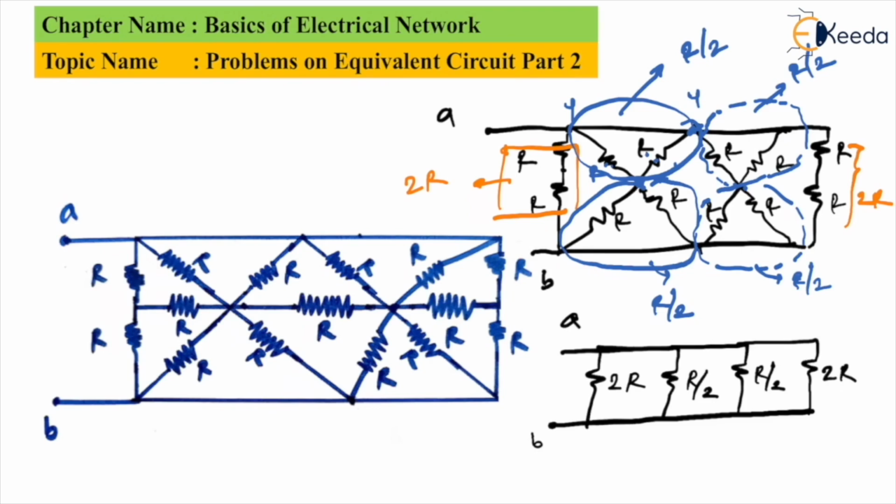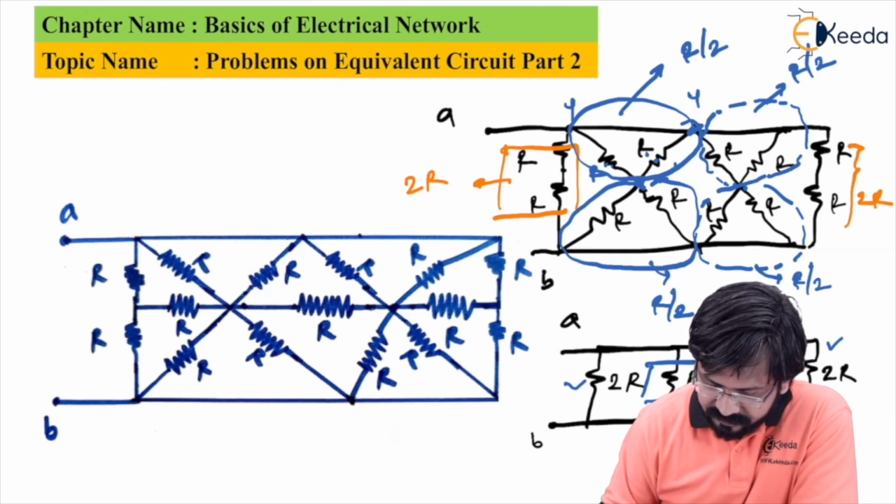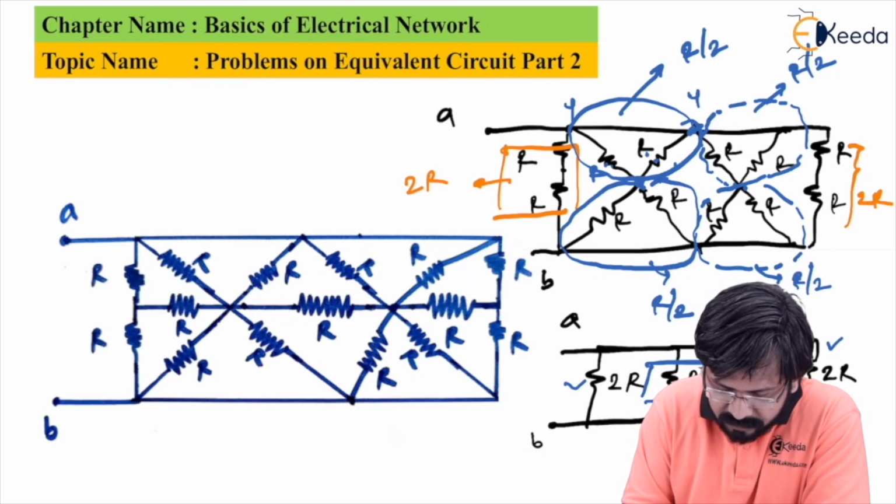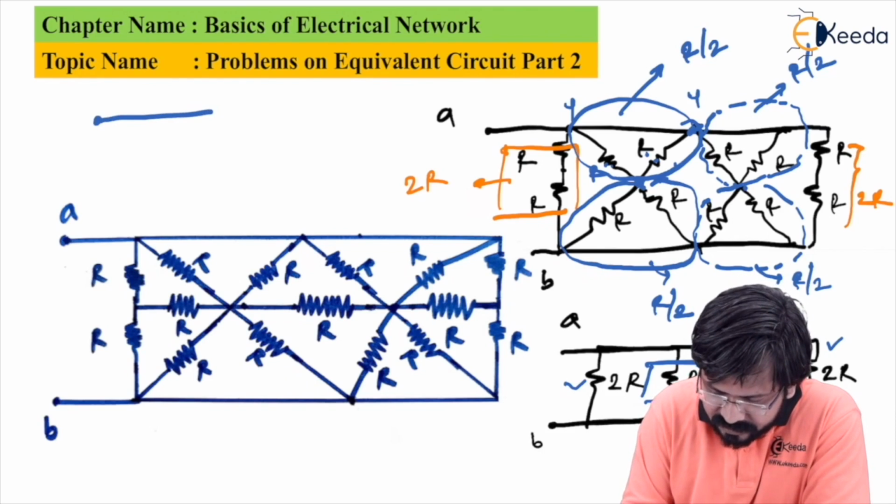So now what we can do is we can further reduce it very easily. As you can see, R by 2 and R by 2 are parallel with each other, so they will further become R by 4. Whereas 2R and this 2R are also connected in parallel. Because of the parallel combination, it will become simply R. So what we can do is we can draw a circuit like this.